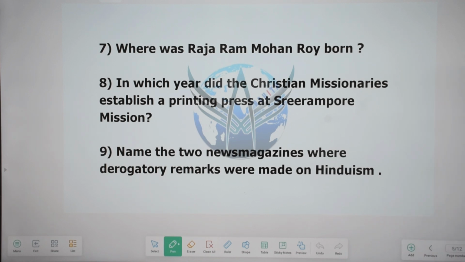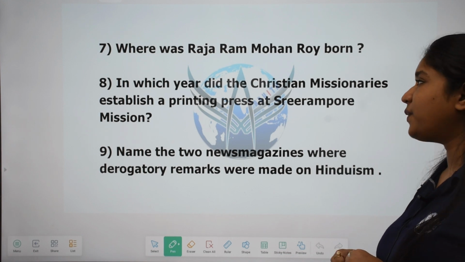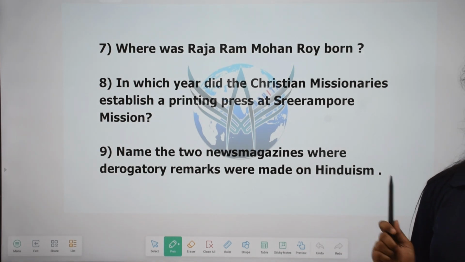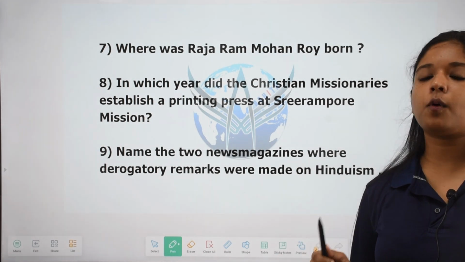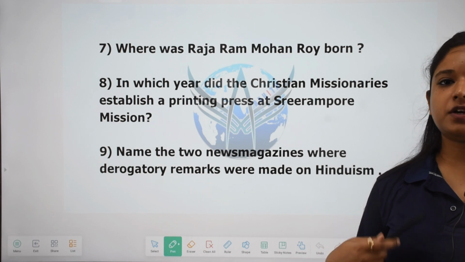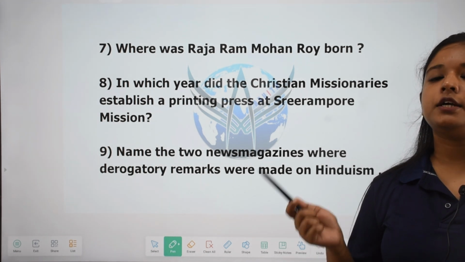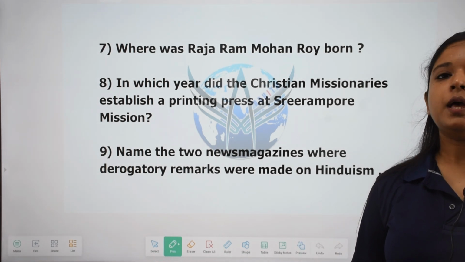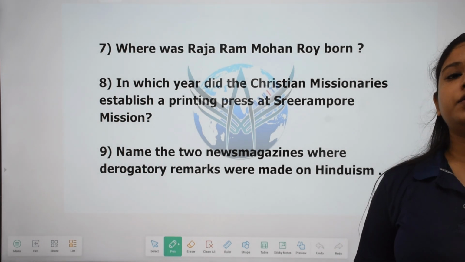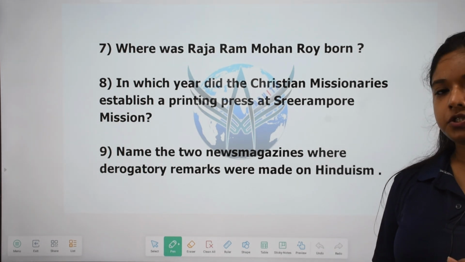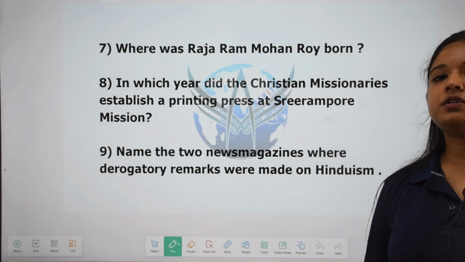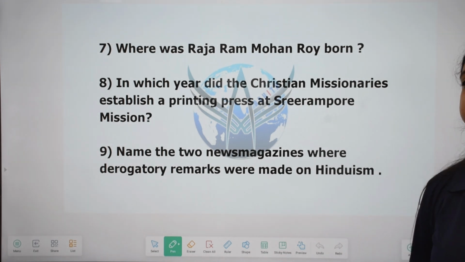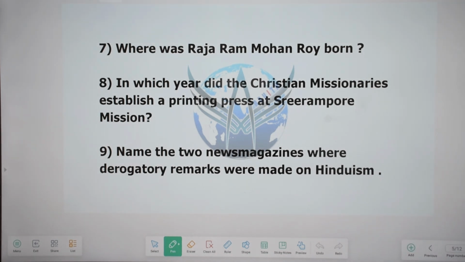Next, in which year did the Christian missionaries establish a printing press at Sri Rampur Mission? So the British not only focused on spreading Western education in the country, they not only focused on constructing roads, constructing railways, right? They not only focused on transport and communication, but they also introduced the printing press in India. So in 1797, the Christian missionaries introduced a printing press at Sri Rampur Mission, right?